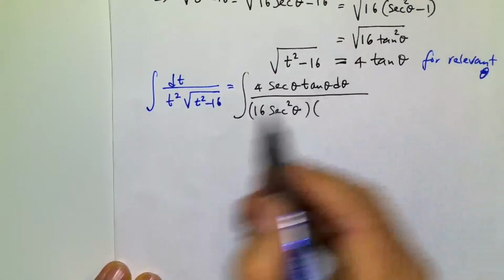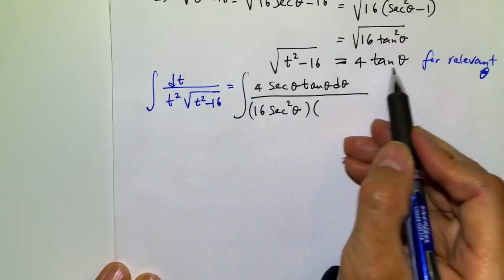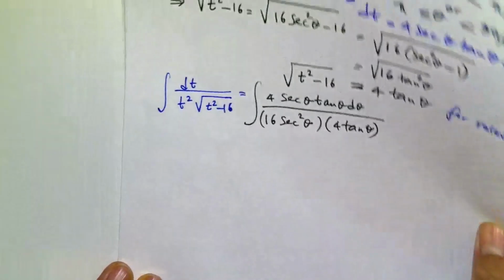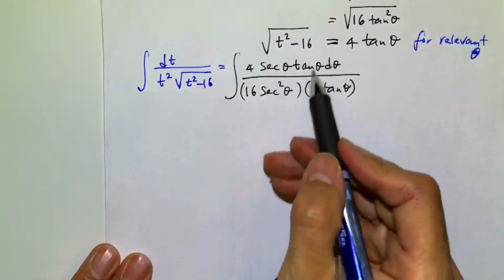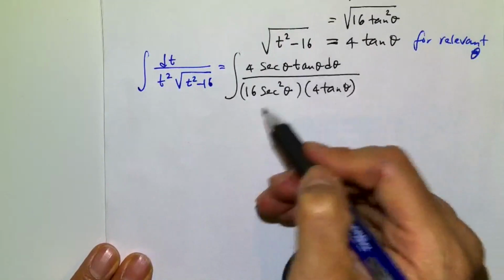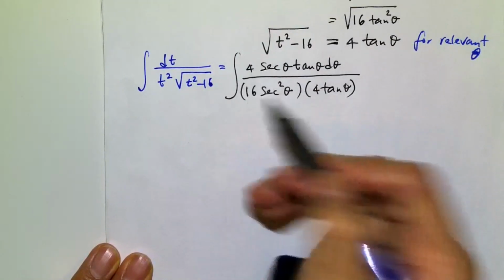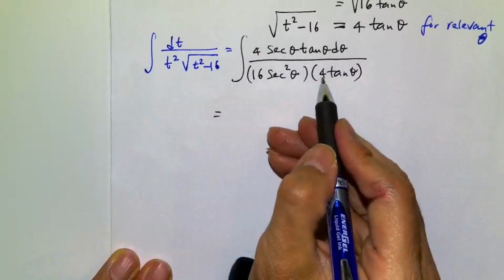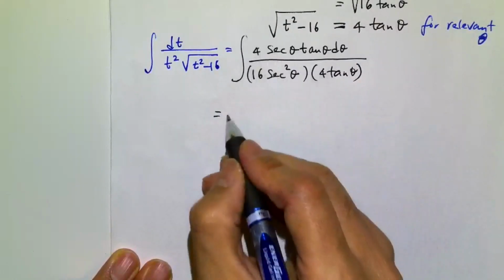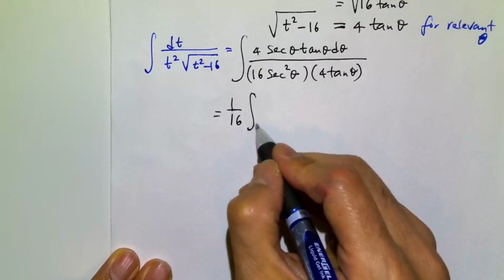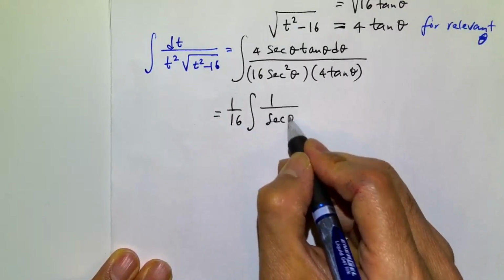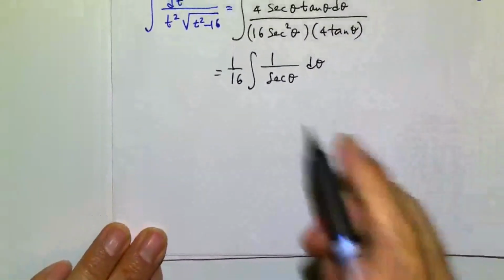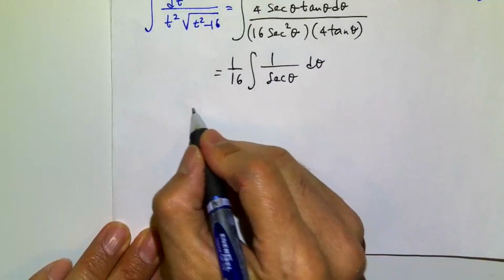And then for that whole term, the square root of t squared minus 16, we have 4 tangent of theta. Okay, so all of these terms simplify quite a bit, right? Tangent theta cancels out, 4 over 16. So let's see what we end up with. After simplifying, and this 4 cancels out, we get 1 over 16 times the integral of 1 over secant theta d theta. Okay, and of course, I'm sure you know, this is simply cosine theta.